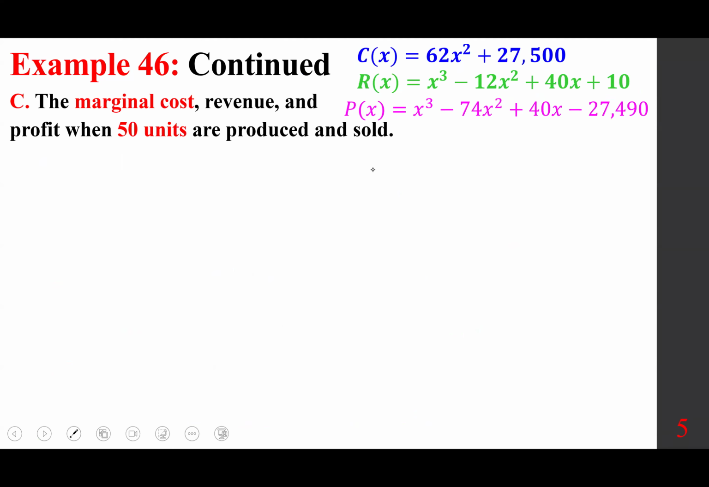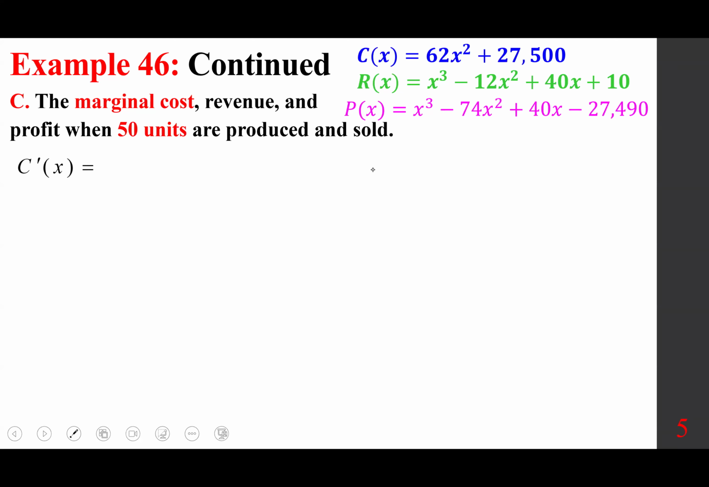The marginal cost, revenue, and profit when 50 units are produced and sold. The marginal cost, in business, the word marginal refers to differentiation. Okay. So marginal cost, that means C prime of x. Okay. Marginal revenue, that means R prime. Marginal profit, that means P prime.